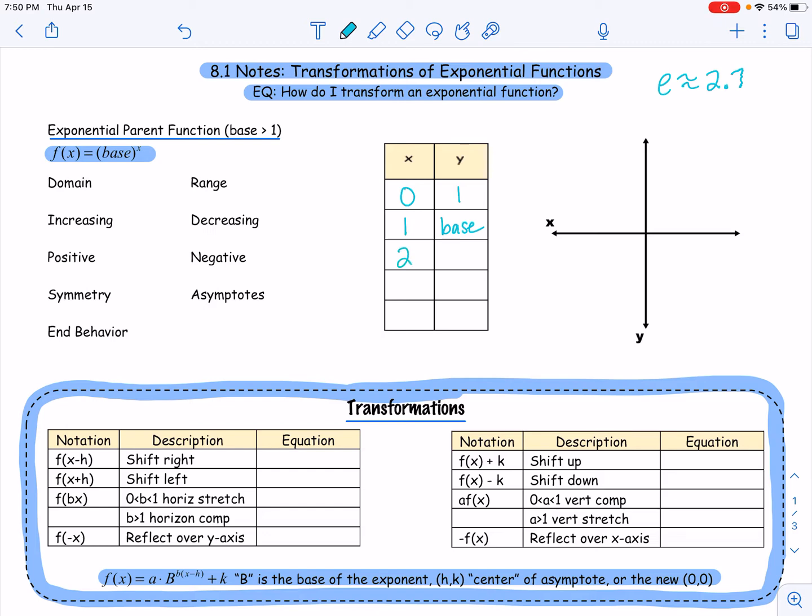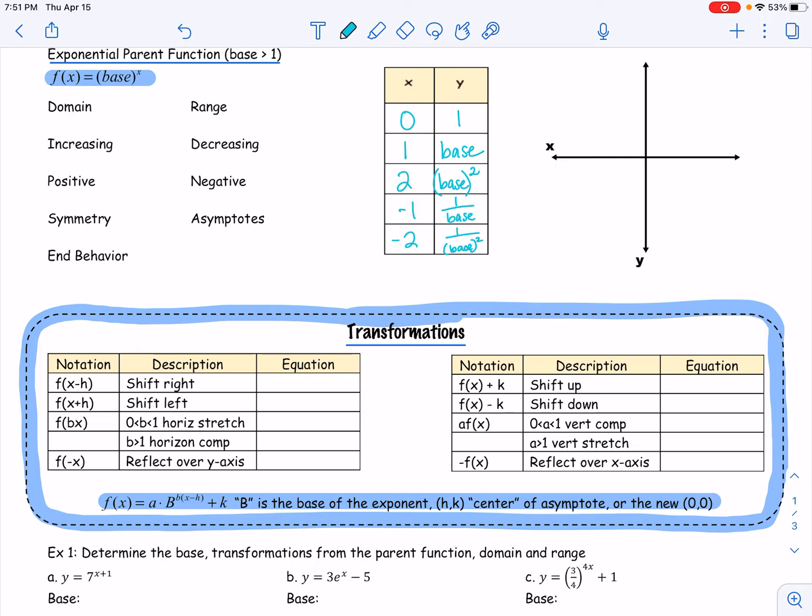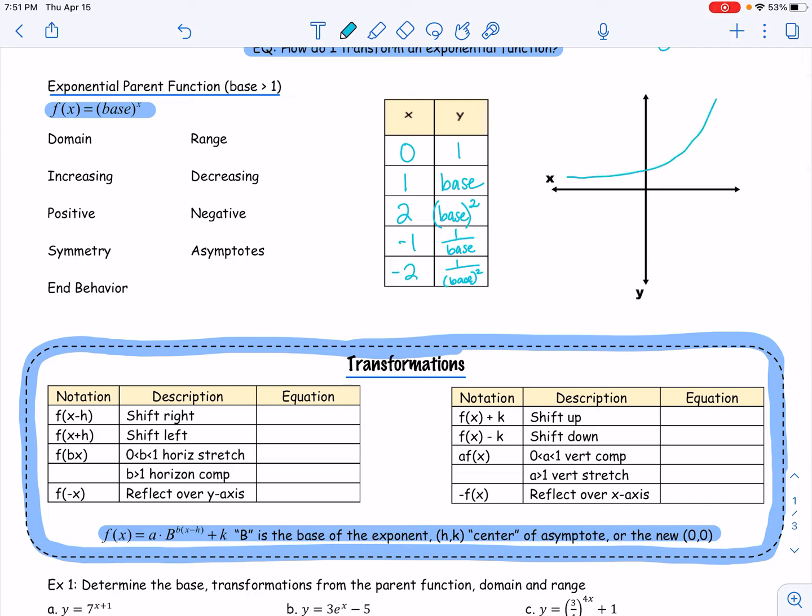If we have a 2 for the x, then that means it's going to be our base squared. Then if we use some negative values for x, if I use -1, remember I'm going to take the reciprocal, so that's 1 over the base. And then of course a -2 would be 1 over the base squared. Okay, so if our base is bigger than 1, we are going to get that exponential growth, and it's going to look something like this: (0, 1), (1, the base), then the base squared, and then -1 would be 1 over the base, and so on and so forth. They would get smaller and smaller and smaller.